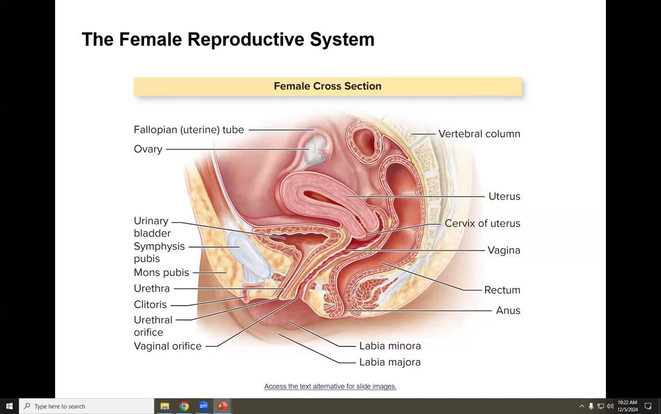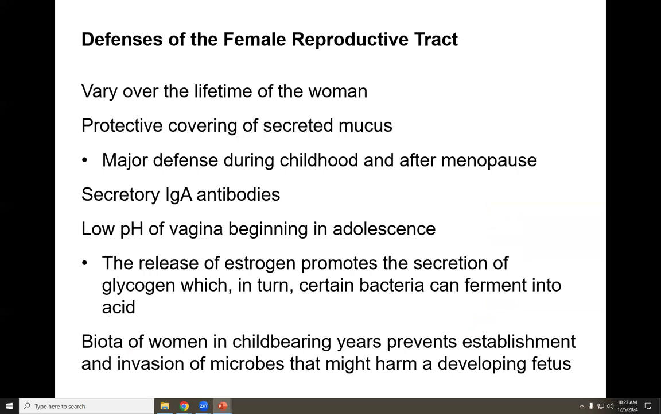We'll talk a little bit about these STIs, but as far as structures that would be involved, it could involve any part of the female reproductive tract, but a lot of these are going to be affecting usually the vagina or the uterus, the fallopian tubes, as far as what inflammation can be caused by these, as well as external inflammation on the labia. So let's talk about the defenses in the female tract.